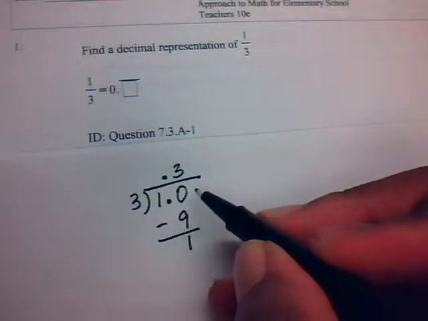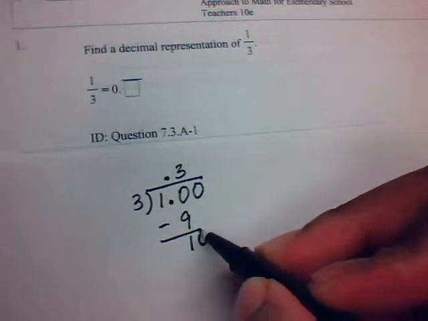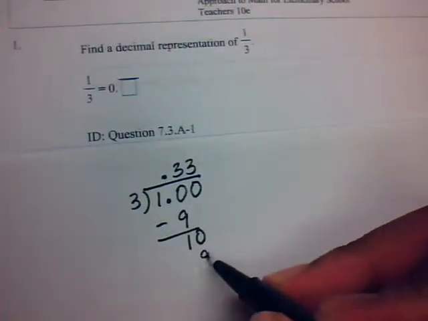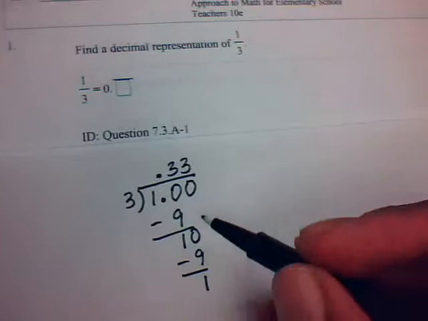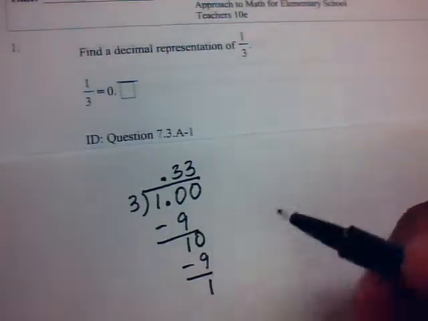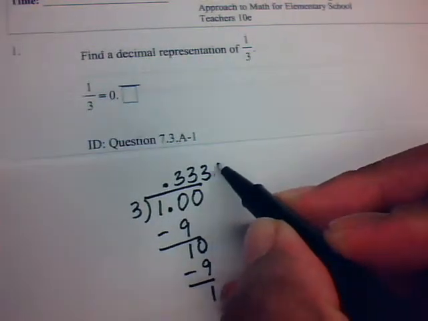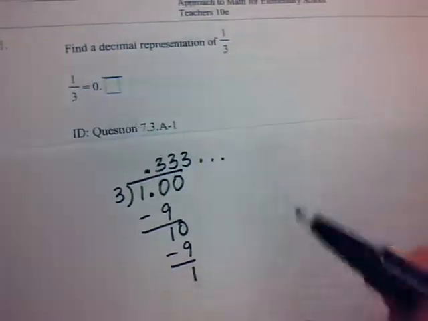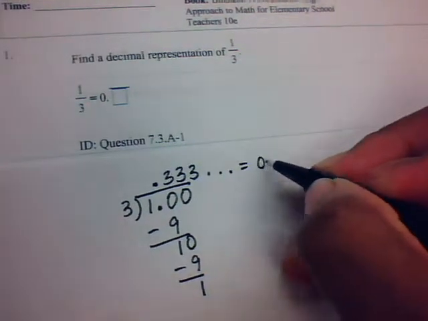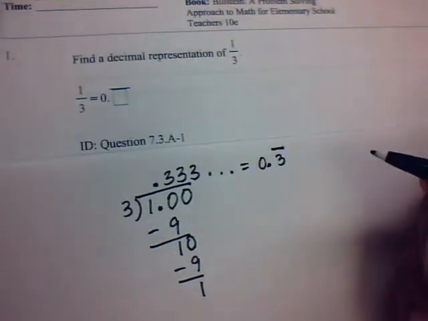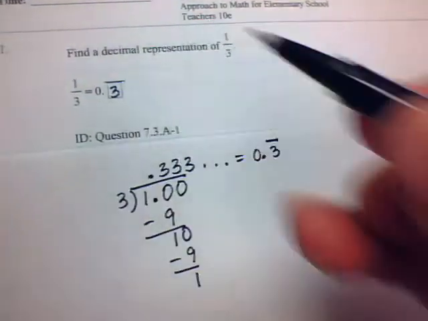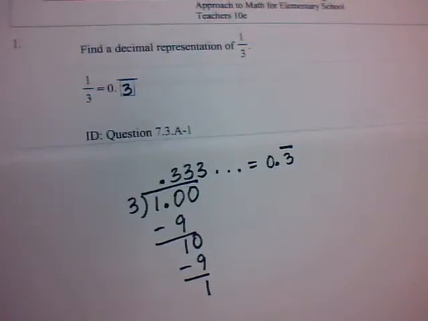With a remainder of 1, add another 0 and bring it down. Do 3 into 10. Again, that's going to go 3 times. 3 times 3 is 9, with 1 left over. So you can see here that I'm getting a remainder of 1. And if I keep adding zeros, the 3 is going to repeat. So in this case here, 1/3 as a decimal will be 0.3 with a bar on top, indicating that the 3 repeats.